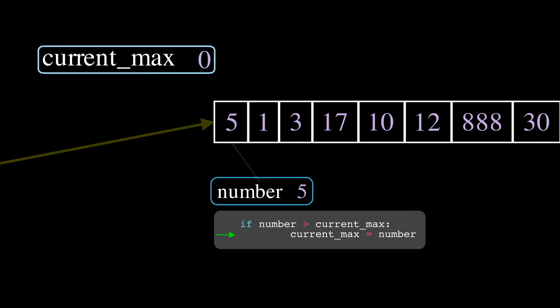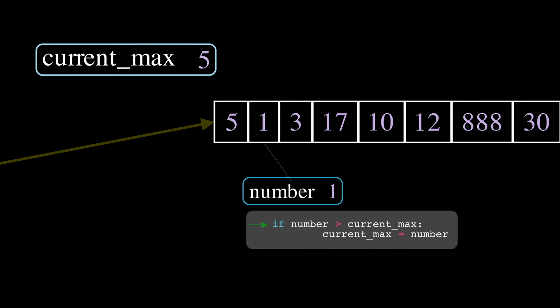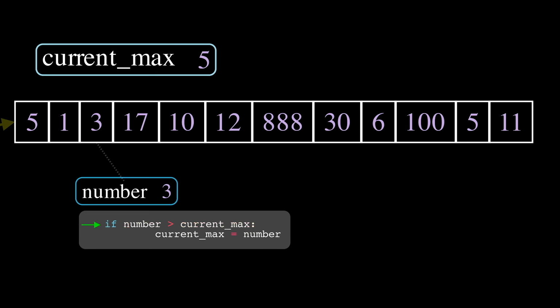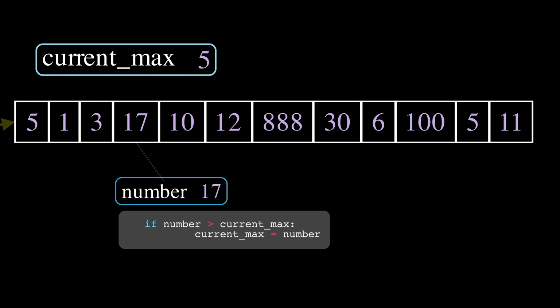As the loop starts running, we'll use a conditional statement to check whether we should change current max. For example, at this moment, loop variable number is 17 and current max is 5. 17 is bigger than 5. But this also means that the current element is bigger than every single element the loop has yet seen. So we must change the value of current max to 17.